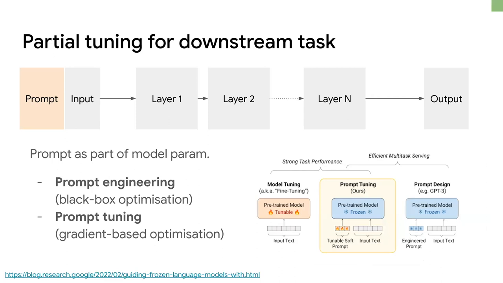Yeah, prompt tuning. So this is a nice diagram showing what prompt tuning is doing. There's model tuning, which is also known as fine tuning, because the model is tunable. But instead of tuning the model, you're tuning a small bit in front or at the end of your input, right? And attach that to the input text, and that's given to the model.